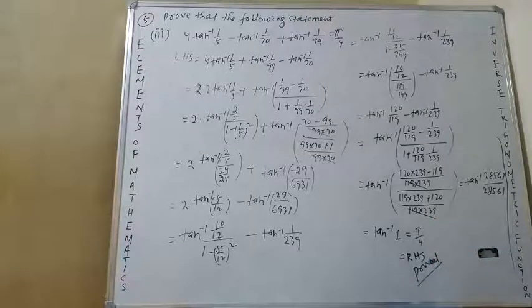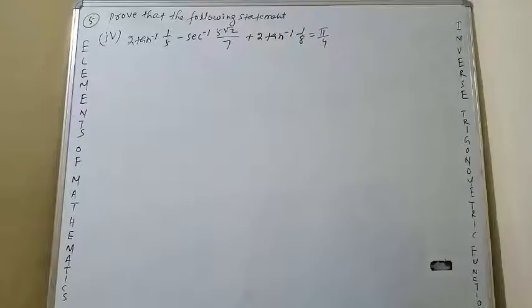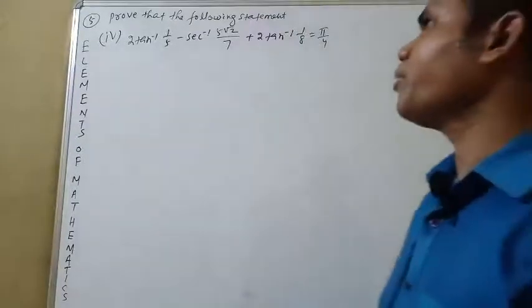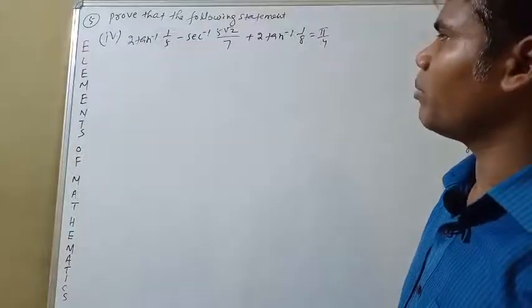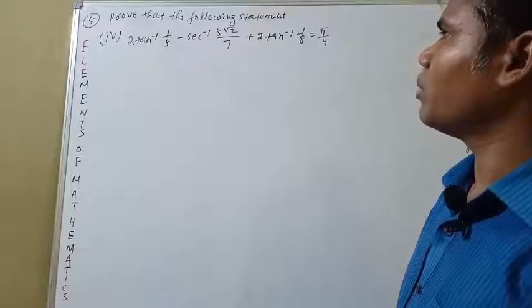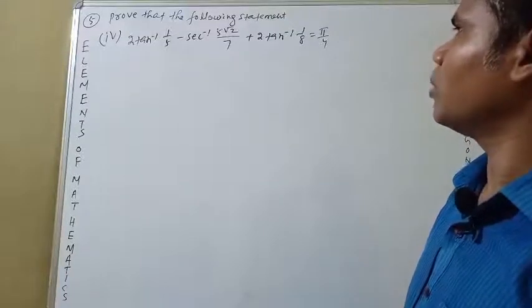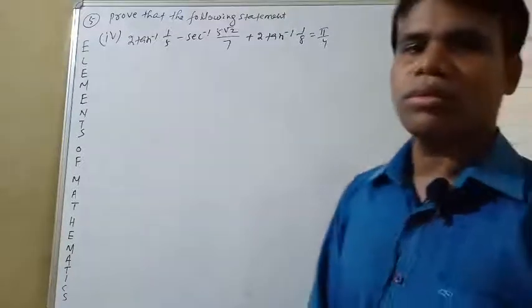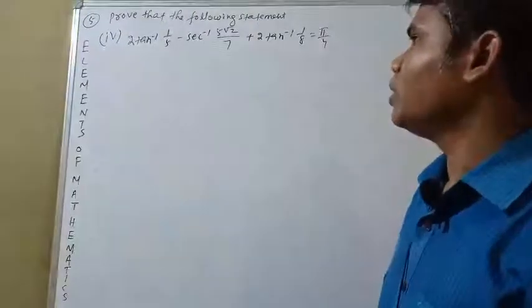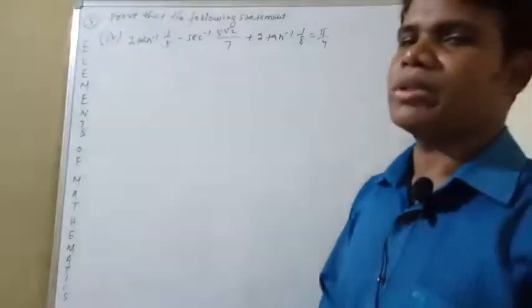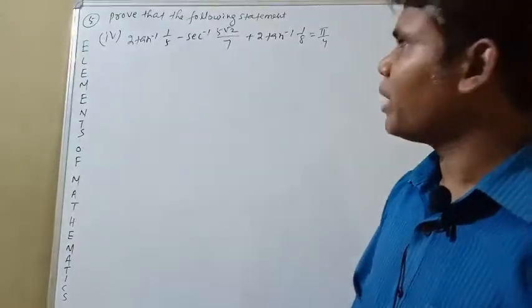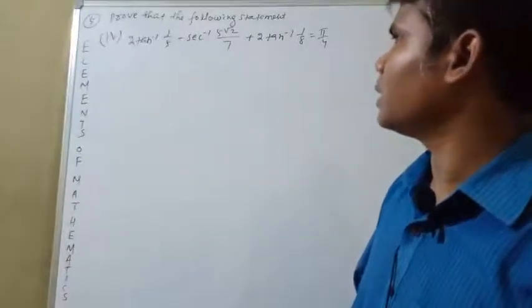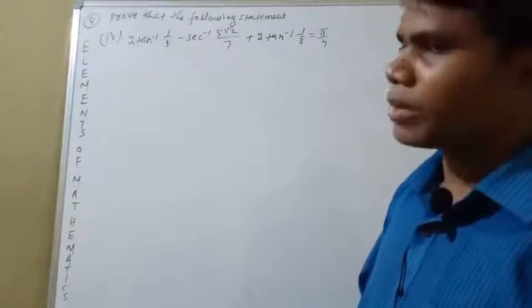Pause the video, note it down. You see the next problem. Prove that the following statement: 2 tan inverse 1 by 5 minus sec inverse 5 root 2 by 7 plus 2 tan inverse 1 by 8 is equal to pi by 4. You see here in your book Elements of Mathematics, it is given that 2 tan inverse 1 by 5 minus sec inverse 5 root 2 by 7 plus 2 tan inverse 1 by 8.